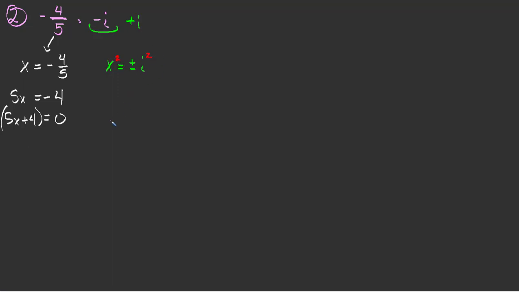So I'm going to square both sides. And now I have x squared equals i squared. Remember, i is the square root of -1, so i squared is -1. And so now I'm going to move that 1 over, and I end up with my factor being x squared plus 1 equals 0. So my factor was x squared plus 1. So those are my two factors.